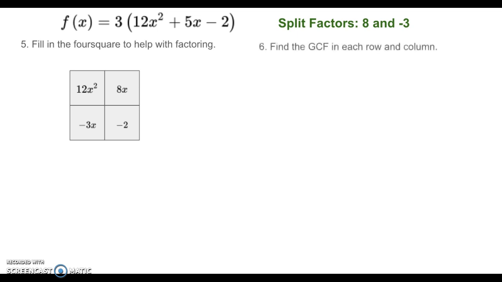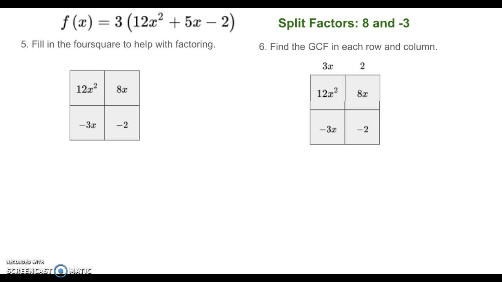Now let's find the greatest common factor for each row and each column. So we take our filled in 4 square and we're going to look at the first column, 12x squared and negative 3x. What is the greatest common factor from those two terms? Well, greatest common factor from 12 and negative 3 is 3. Greatest common factor from x squared and x is the smaller of the two, which is just x. So putting those together, we get a greatest common factor of that column as 3x. Let's do the next column, 8x and negative 2. No variable in the second term, so we're just looking at the numbers 8 and negative 2. Greatest common factor there is just 2.